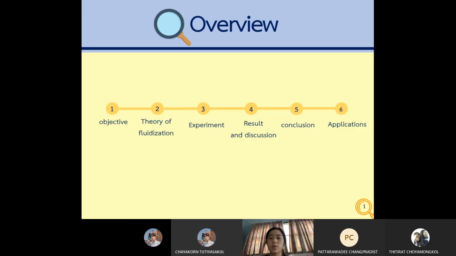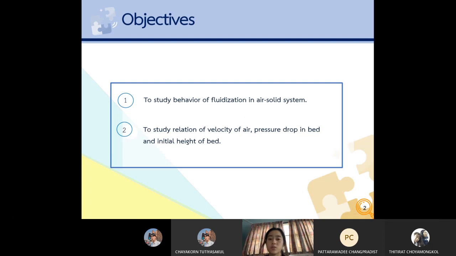First, we're going to overview this presentation. This presentation starts with objective and follows with theory of fluidization, experiment, result and discussion, conclusion, and finally application of fluidization. Let's go to the first topic.